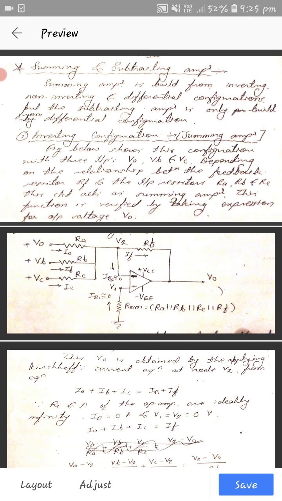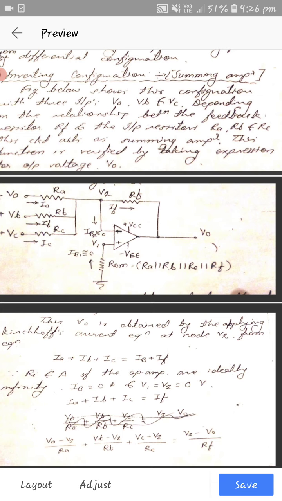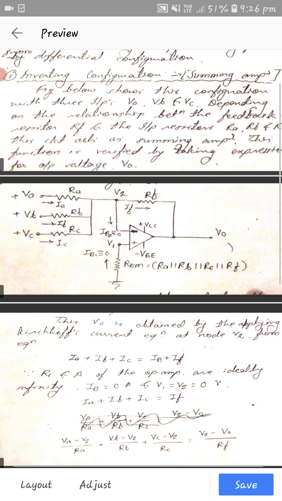The output depends on the relationship between the feedback resistor RF and the input resistors. Here a feedback resistor is used: the output is connected to the input through a resistor, and this resistor is called the feedback resistor, RF. The input voltages phi A, phi B and phi C are connected through the different input resistors RA, RB and RC.